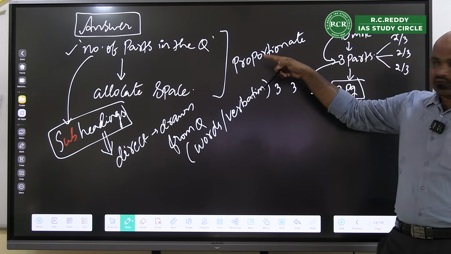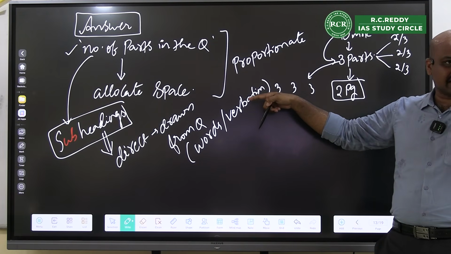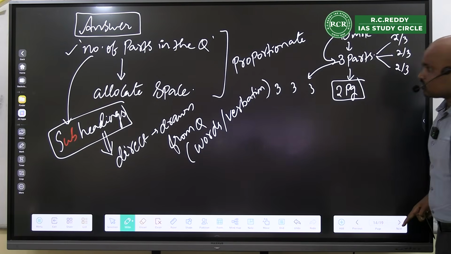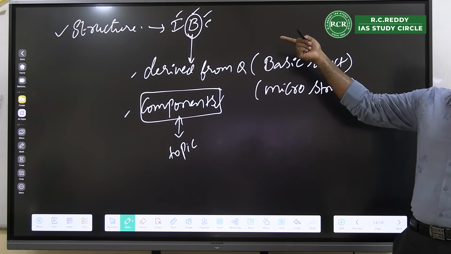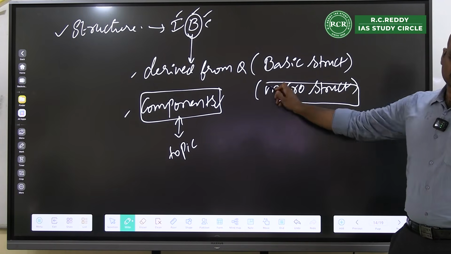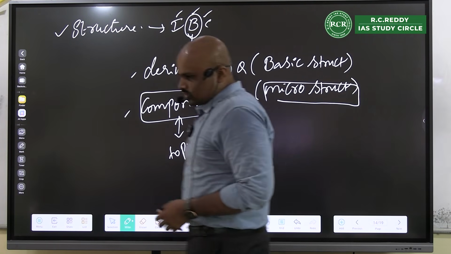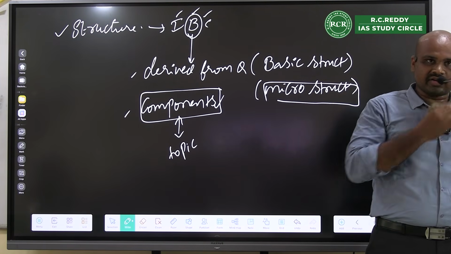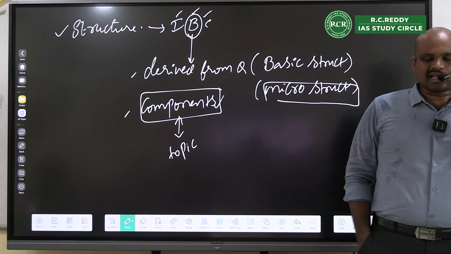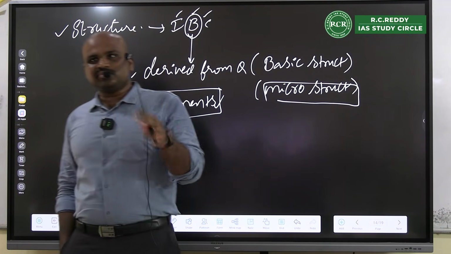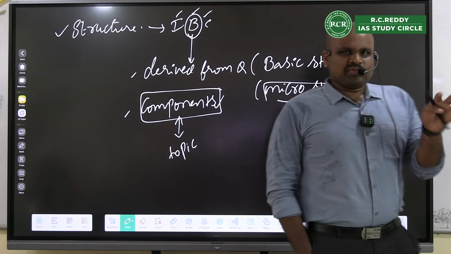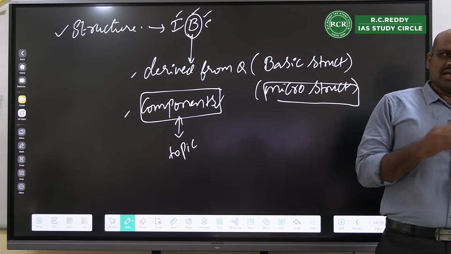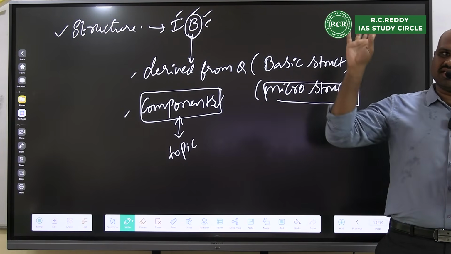So one is the number of parts, the second is allocating the space, the third is how I derive my subheadings, the fourth is the kind of basic structure I follow, and the fifth is the microstructure. Why am I emphasizing all of these aspects? Because these are the mandatory components of answer writing any given day. This is irrespective of whether you are writing an answer for UPSC, TGPSC, APPSC, Arunachal Pradesh Public Service Commission or Bihar Public Service Commission. It doesn't matter to me, for me the structure is the same.